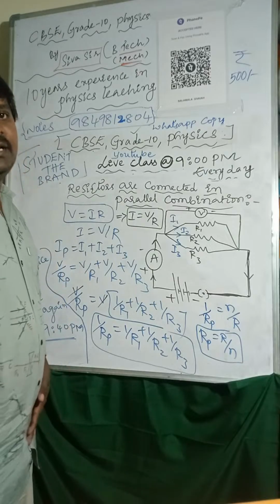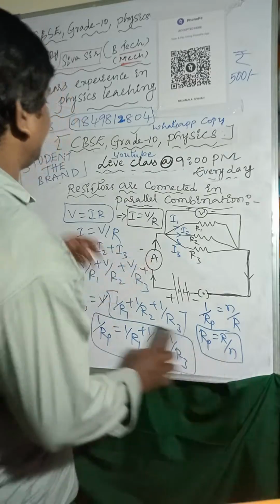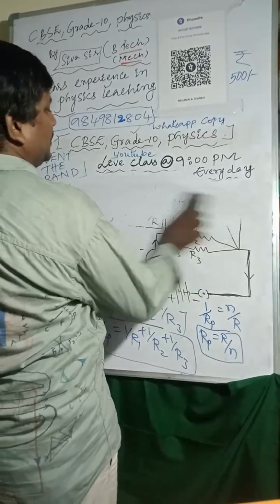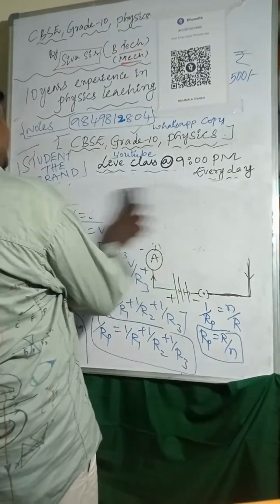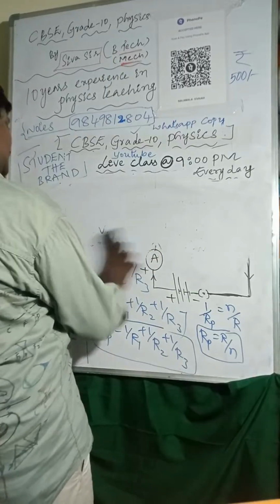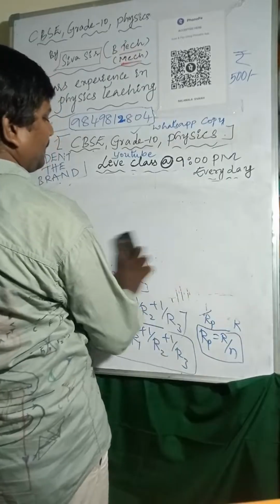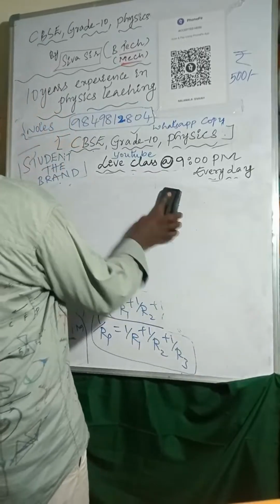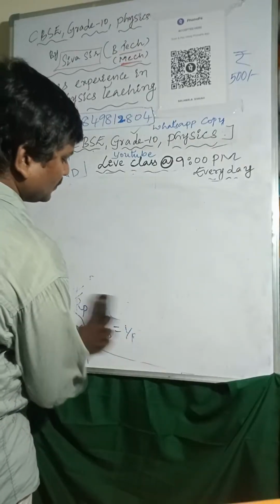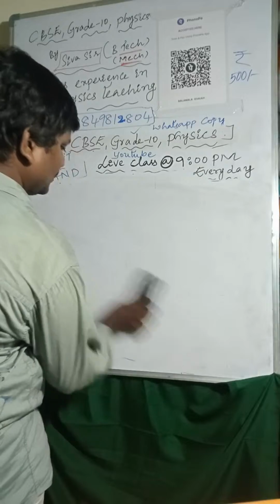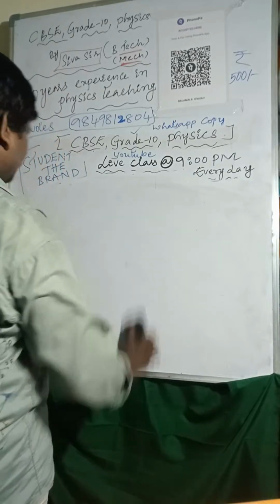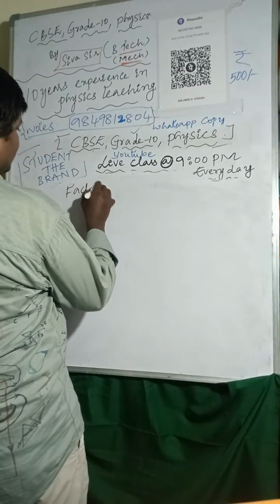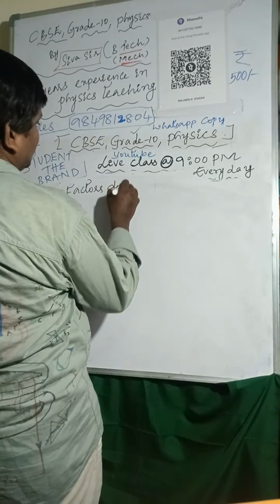Okay, so next one. Here you can see the next one I'm working on: factors on which resistance depends. I'll explain now.